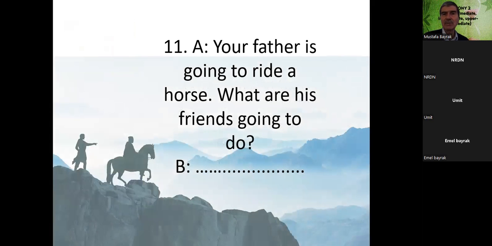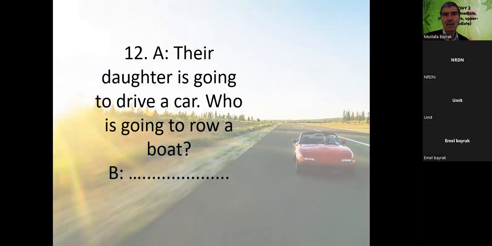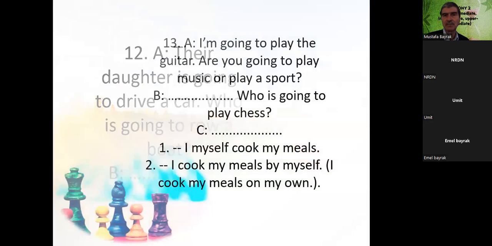Okay, your father is going to ride a horse. What are his friends going to do? They are going to catch fish, or they are gonna catch fish. Their daughter is going to drive a car. Who is going to row a boat? Mahmoud is going to row a boat, or Mahmoud is gonna row a boat. He's gonna row a boat.